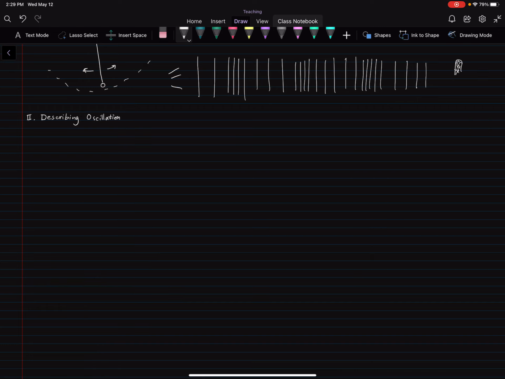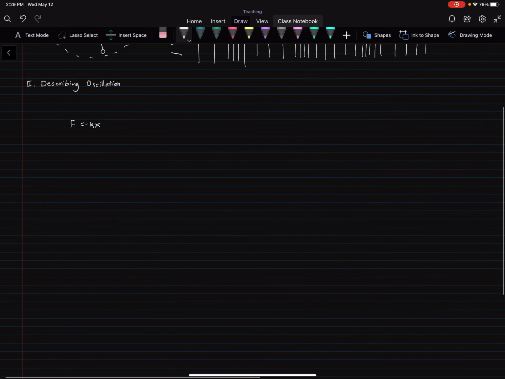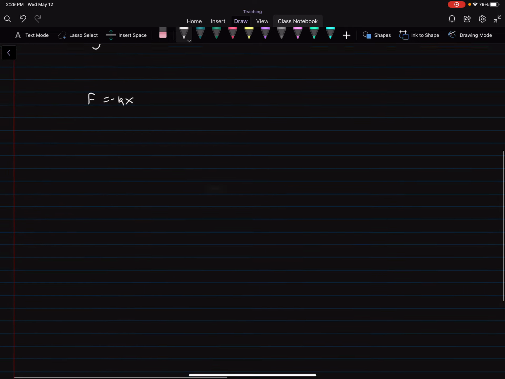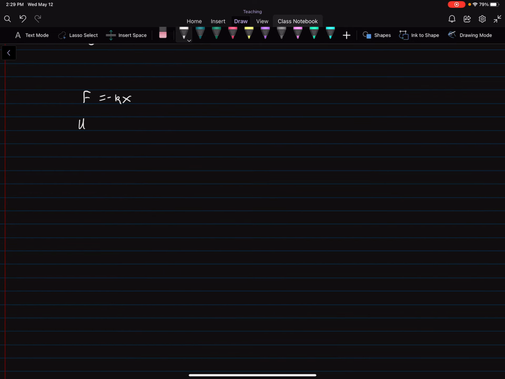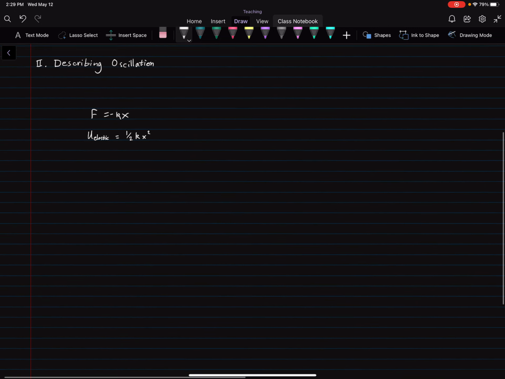Let me throw a couple of equations up there that you should already be familiar with and understand. There's Hooke's law for springs, F equals negative kx, and elastic potential energy. We had kinetic energy and potential energy, and there were two types of potential energy: gravitational potential energy and elastic potential energy. I'll write U sub elastic. That was 1/2 kx squared, right? So you should already know how to use those.